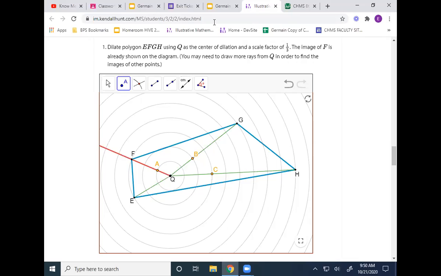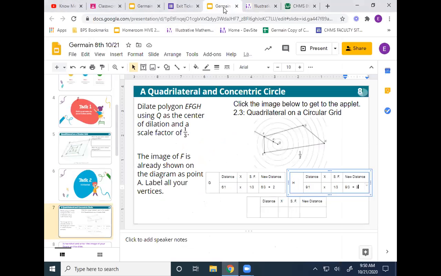So now I want you to do the last piece independently. I want you to find the distance between Q and E, multiply by your scale factor, and then we can find the new distance for our copy or our image of point E. So we're going to come back here. We're going to label it E, our distance.